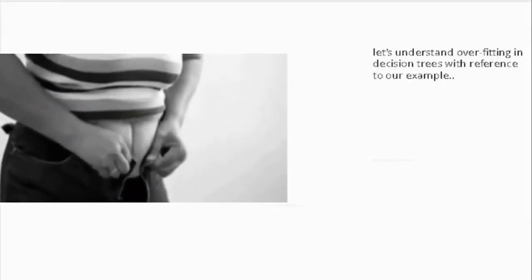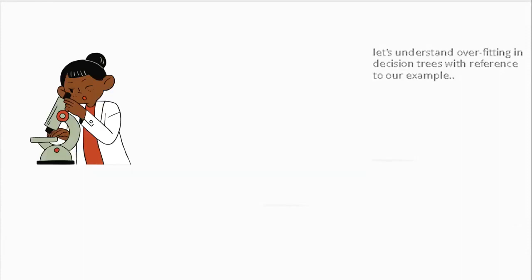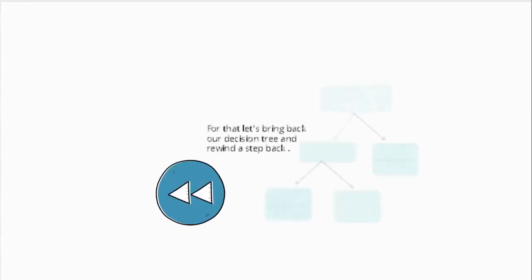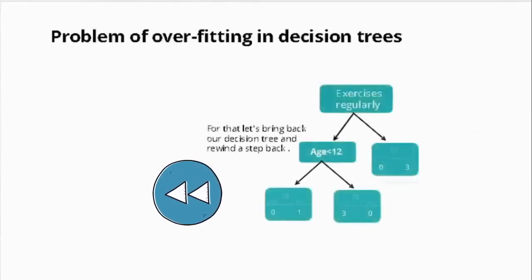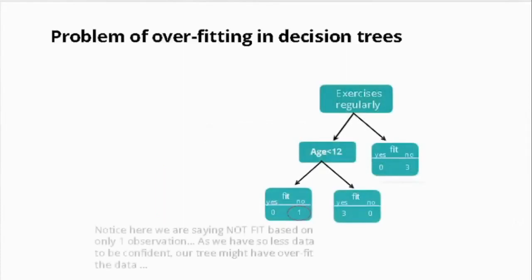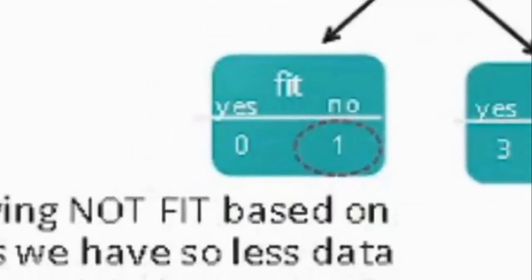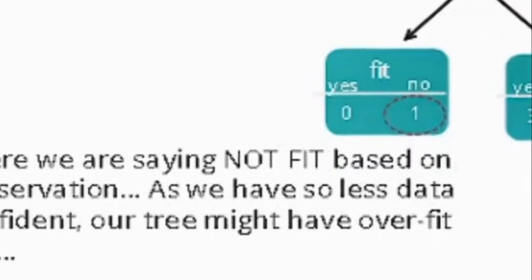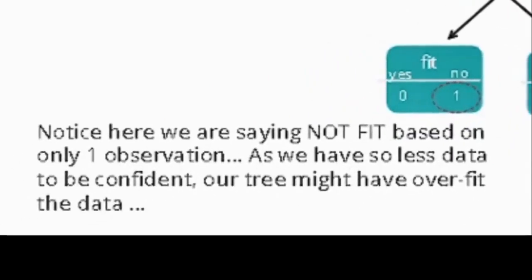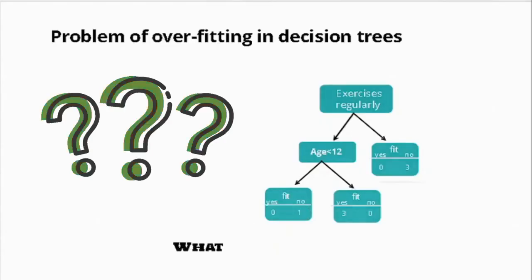Now let's understand an important topic, overfitting in decision trees, with reference to this example. Decision trees learn the training data in a very precise and detailed way. But we don't want to get lost in details. Rather, our aim should be to have a more generalized decision tree model. For that, let's bring back our decision tree and rewind a step back. Notice how here we are saying not fit based on only one observation. As we have so little data to be confident, our tree might have overfit the data.